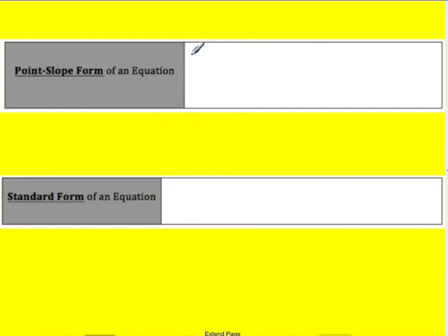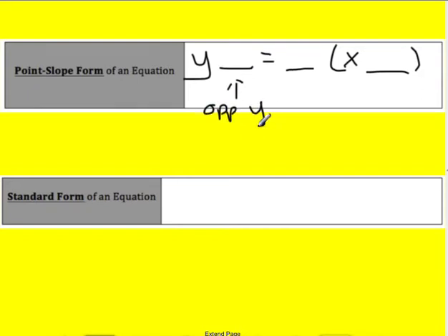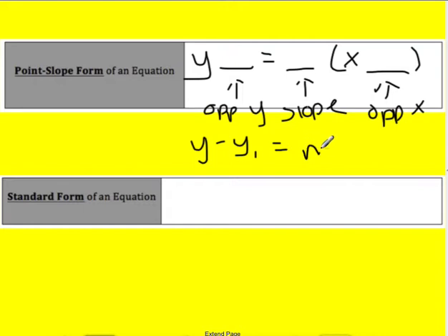I taught my students to look at this like a puzzle, and we set it up like this. Here is the opposite of my y-coordinate, here is my slope, and here is the opposite of my x-coordinate. You may have also seen it like this: y minus y1 is equal to m times x minus x1, where x1, y1 is our point. I like to look at it like a puzzle because then I just think, okay, all I have to do is plug in the pieces. You can write down whichever version is more comfortable for you.